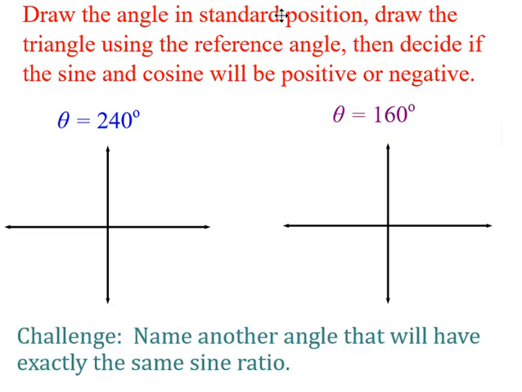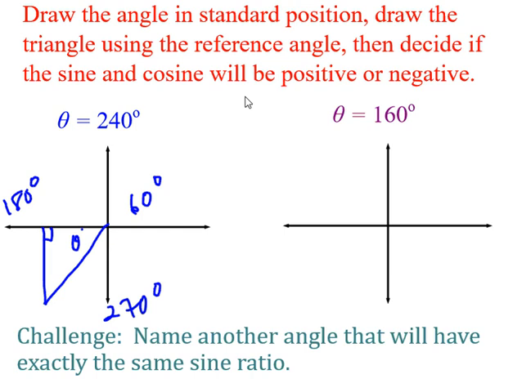So let's try a couple examples quickly. So draw the angle in standard position, draw the triangle using the reference angle, and then figure out will our sine and cosine be positive or negative. So let's try 240. So you should pause the video and see what you get. So I know if I'm doing 240, 180 is right here, 270 is right here. So 240 is somewhere down here, somewhere there. And then I can draw my triangle, always to the x-axis. Here's my reference angle. Can you figure out the reference angle? The reference angle would be 60 degrees.